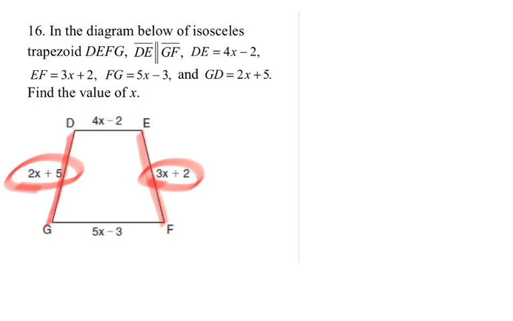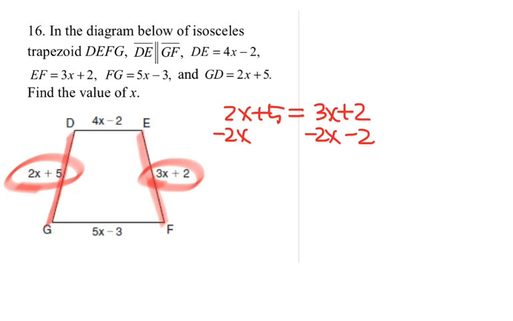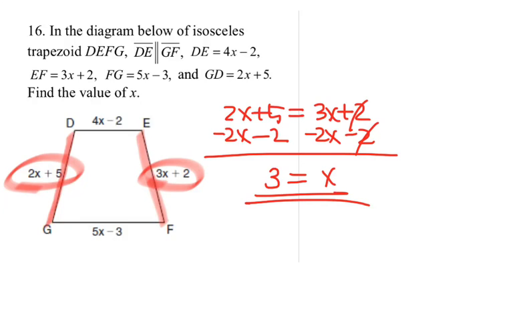Then we can set up an equation in this way. 2x plus 5 must be equal to 3x plus 2. Then subtracting 2x from each side and subtracting 2, then we'll end up getting x equals, in fact, 3. And they want us to find the value of x. Okay, we got it. X equals 3.